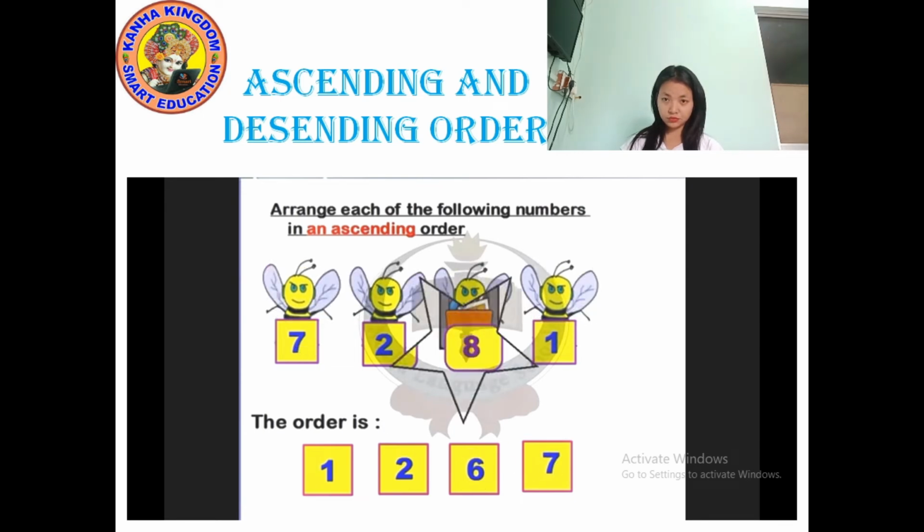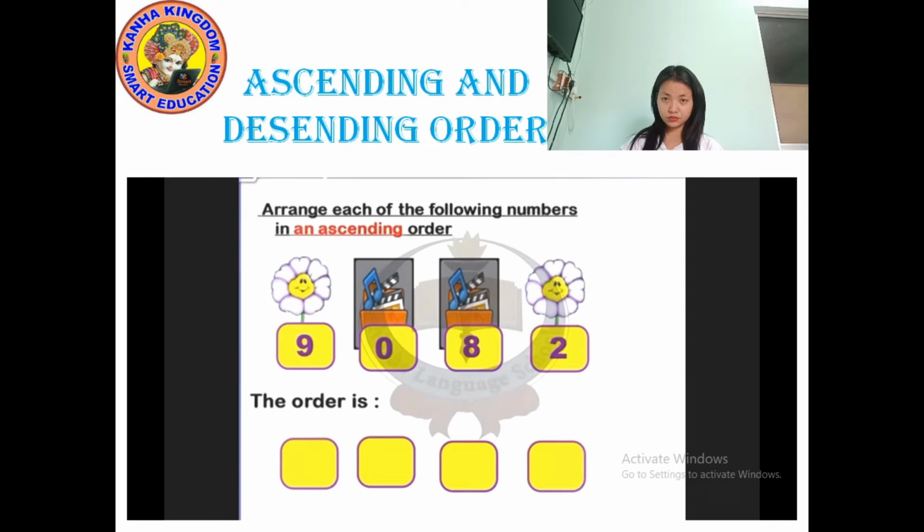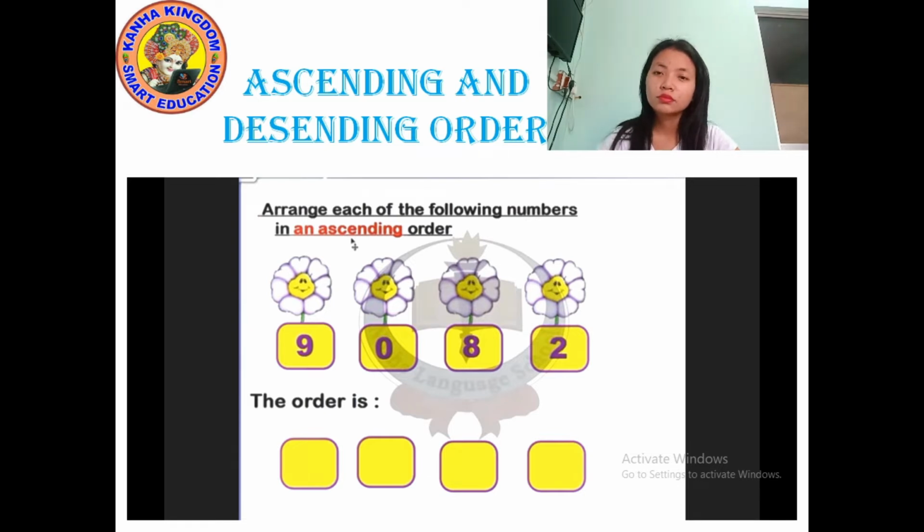Let's see the next example. Arrange also in ascending order. Don't forget, what is the meaning of ascending order? From the smallest to the greatest. Look at these numbers: 9, 0, 8, and 2. What is the smallest number here? Of course, 0. What is the next number? 2. Then 8, and the last number is 9.